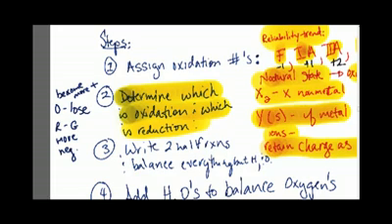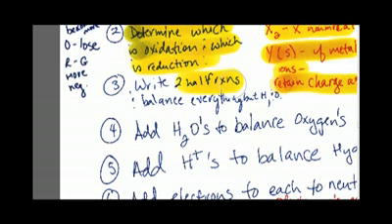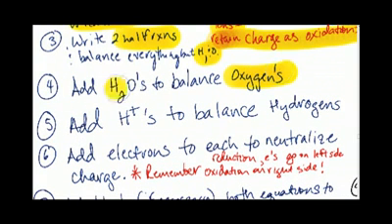Now, after you've determined which is reduction and which is oxidation, you write two half reactions, and you balance everything but the hydrogen and the oxygen. In order to balance the oxygen, we add waters to the side that needs it, the opposite side of the oxygen. When we add the water, we add some hydrogens, so what we have to do is balance the hydrogens. There's no charge there, it's part of the water.